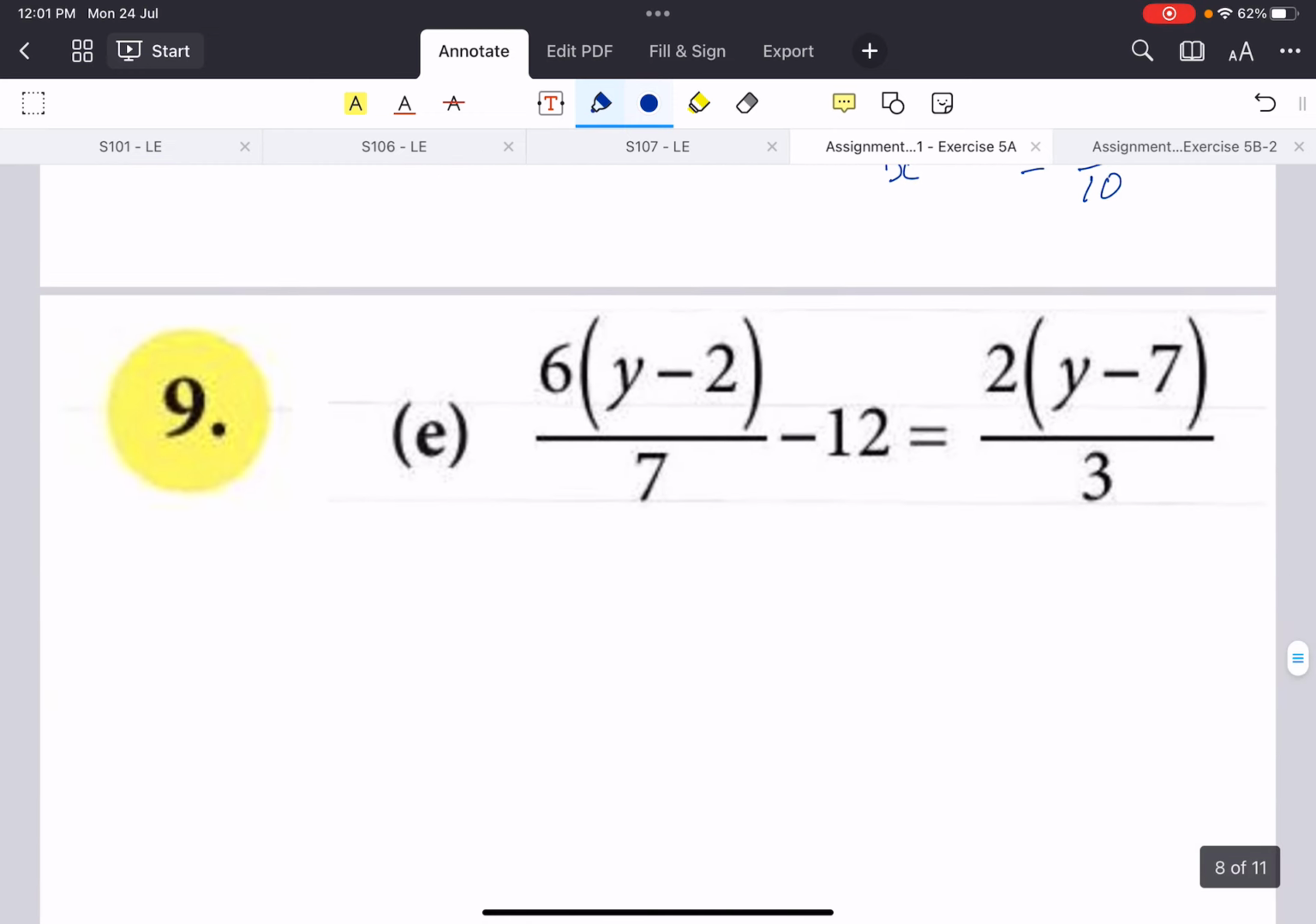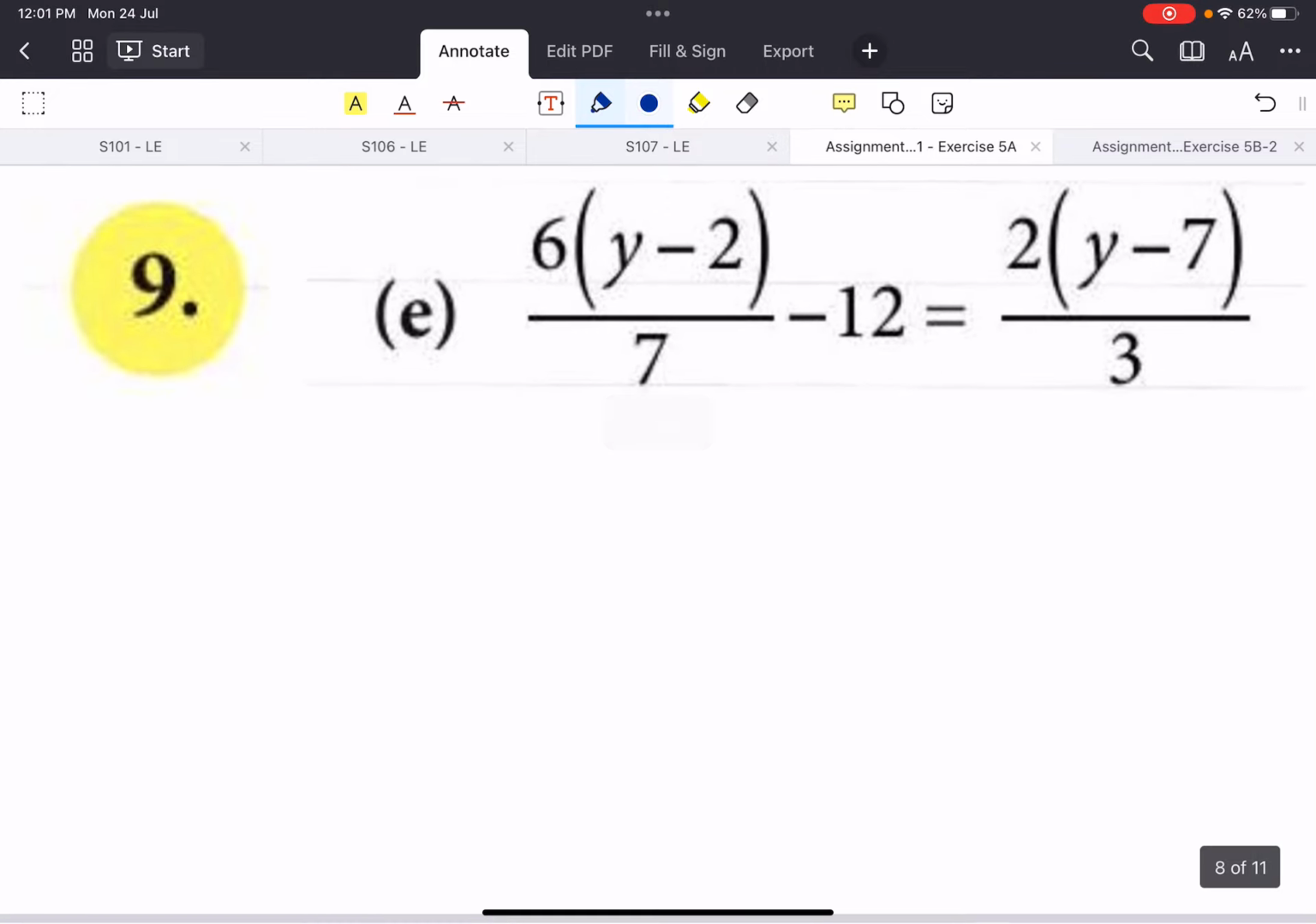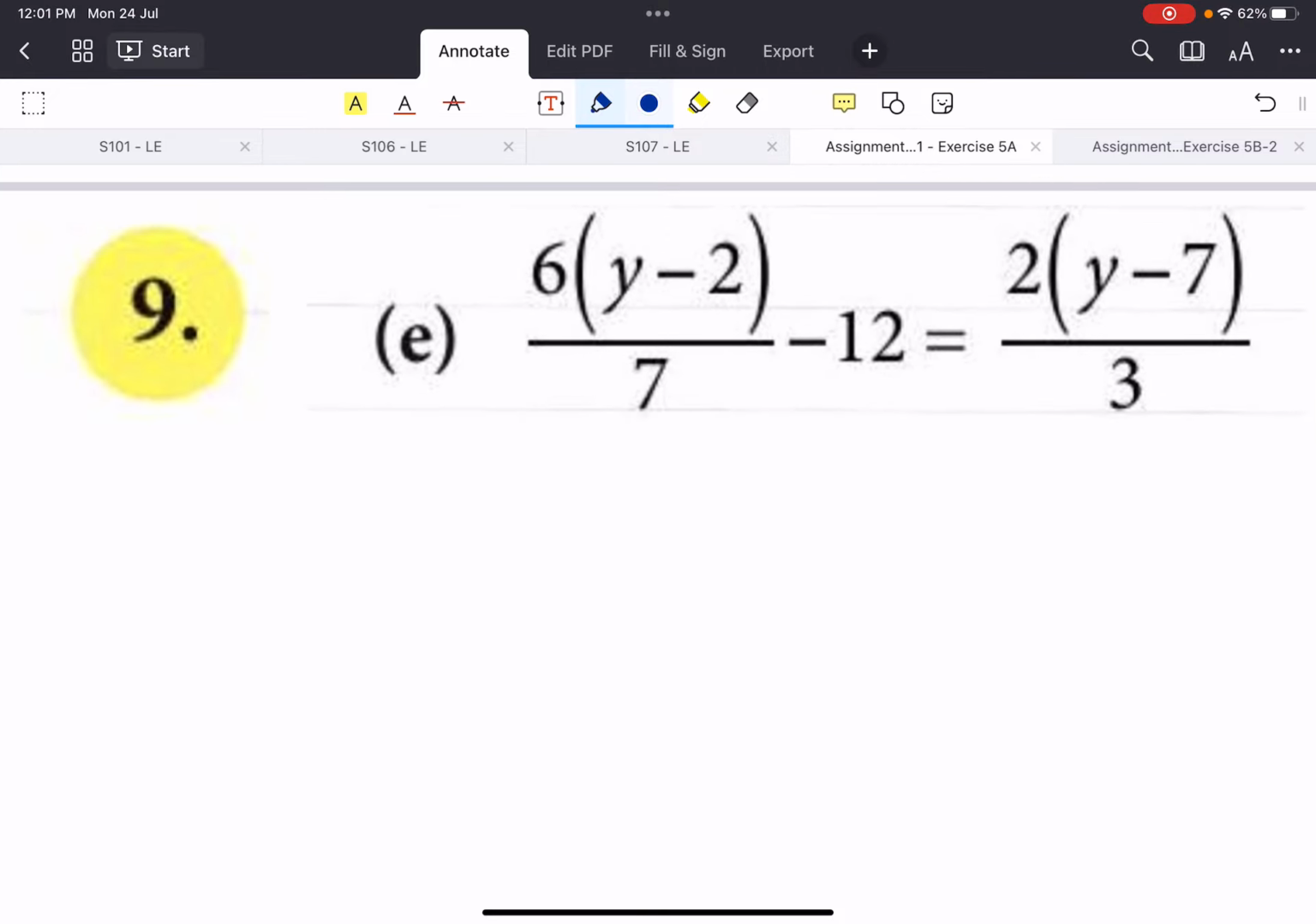Hope you have been doing well. So in this case, another scenario where we want to make the denominator common. Before we do that, one thing to take note is that the 12 on its own is actually 12 over 1. So when I want the denominator to be 21 in this case, I multiply by 21 accordingly. So let's do that. What we can do now is make the denominator common, so I can multiply by 3 to the first term. So we have 18y minus 2 over 21 minus 12.